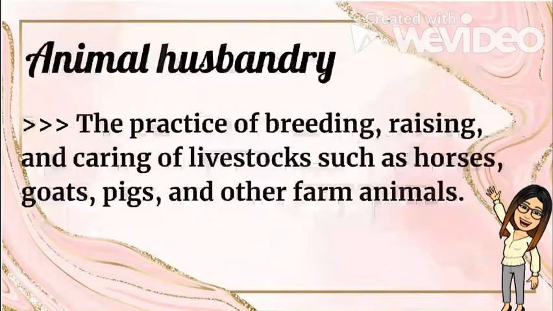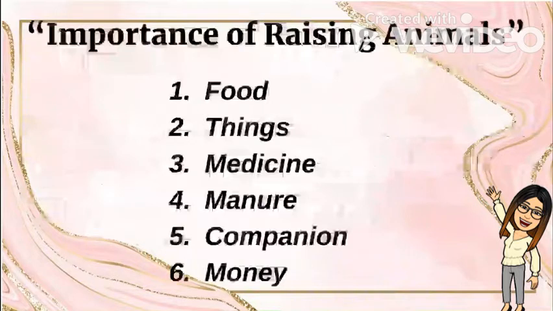Take note. Let's have this one, the term animal husbandry. This is the practice of breeding, raising, and caring for livestock such as horses, goats, pigs, and other farm animals. These are examples of farm animals: horses, goats, pigs, and many more. Now let's proceed to the importance of raising farm animals.